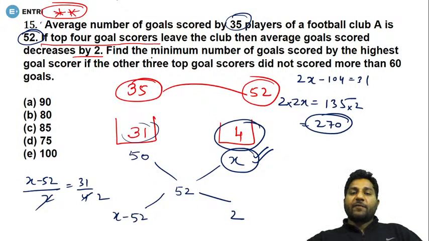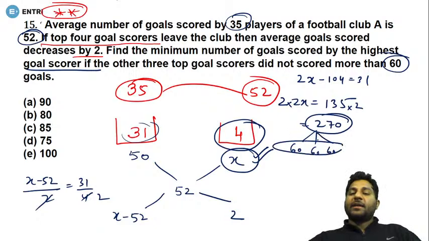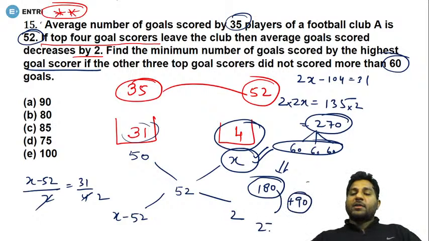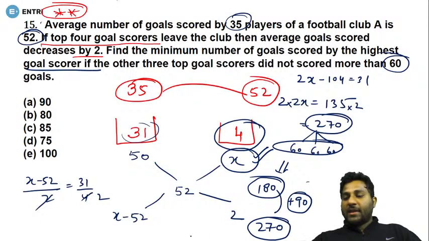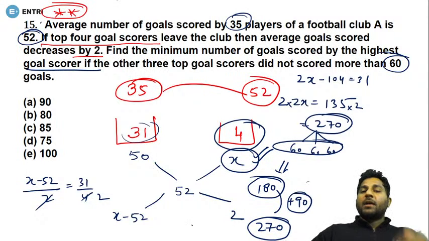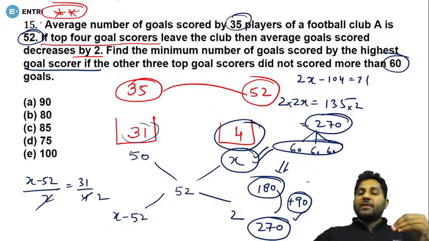But they are asking to find the minimum number of goals scored by the highest goal scorer if the other three top goal scorers did not score more than 60. So maximum they could score 60, 60, 60. That makes the total 180. So only 180 have been scored. Now we have been left with 90 goals to cover the total 270 mark.